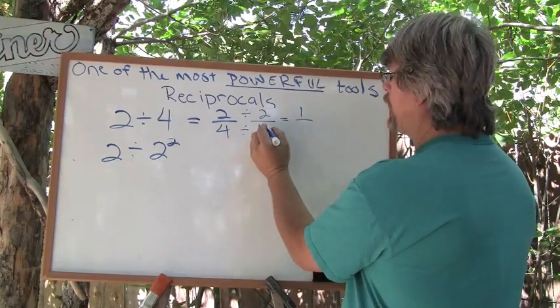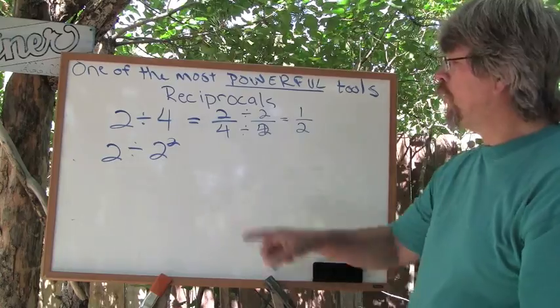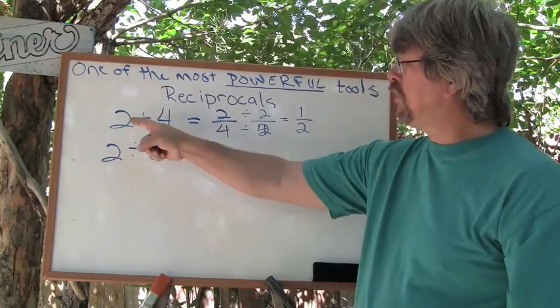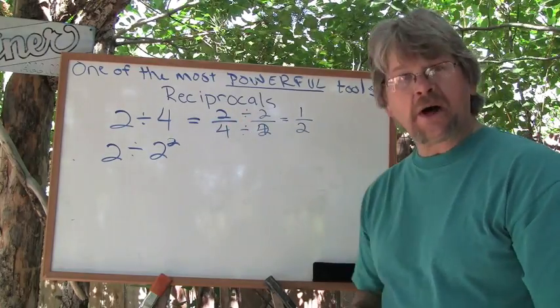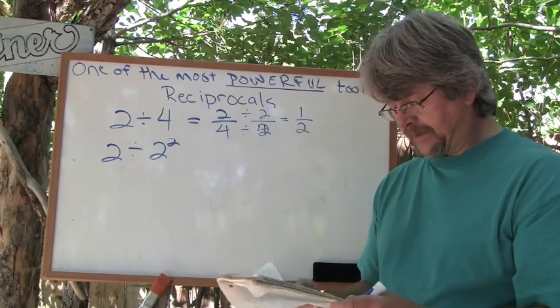4 divided by 2 is 2. So 2/4 is the exact same equivalent fraction as 1/2. 2 divided by 4 is 1/2. Would you agree with that? You ought to, because it's correct.